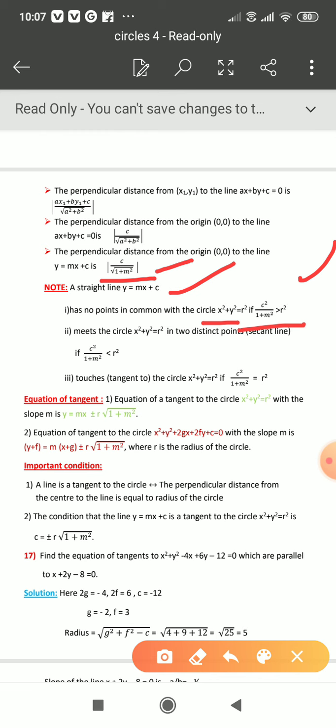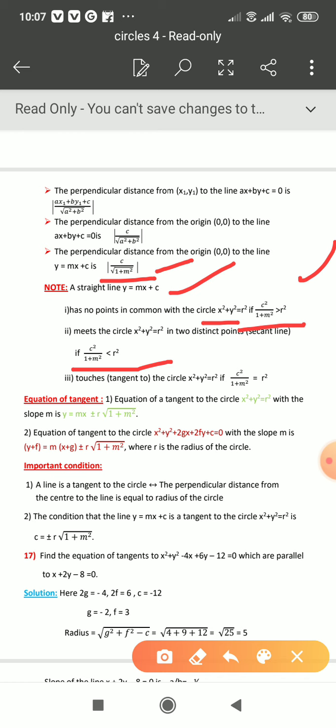What is the second point? If d is less than r, there are two common points. That is, the line passes through the circle. So d less than r means d square less than r square. Here d is modulus c by root of 1 plus m square, so d square is c square by 1 plus m square, less than r square. So if this condition arises, then the line and circle have two common points.